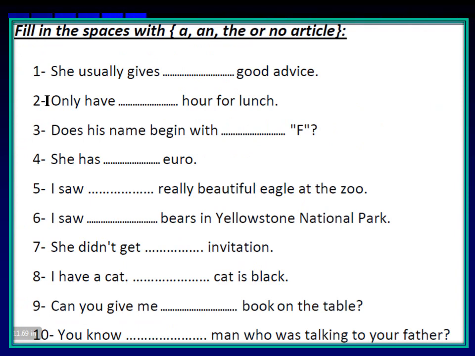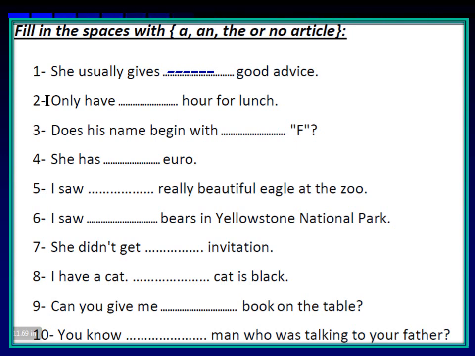Fill in the spaces with a, an, the, or no article. Number 1, she usually gives good advice. Advice is uncountable. That's why we do not use a or an. And in this sentence, I'm talking about something general. That's why we do not use any article. So it will be like this.